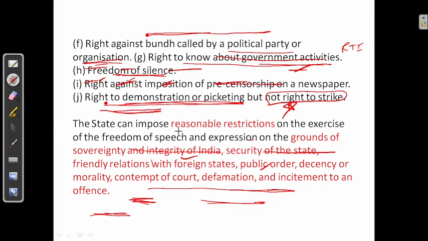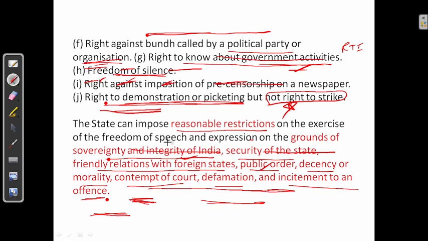Next, the state can impose reasonable restrictions on the exercise of freedom of speech and expression on the grounds of sovereignty and integrity of India, security of the state, friendly relations with foreign states, public order, decency or morality, contempt of court, defamation, and incitement to an offense.